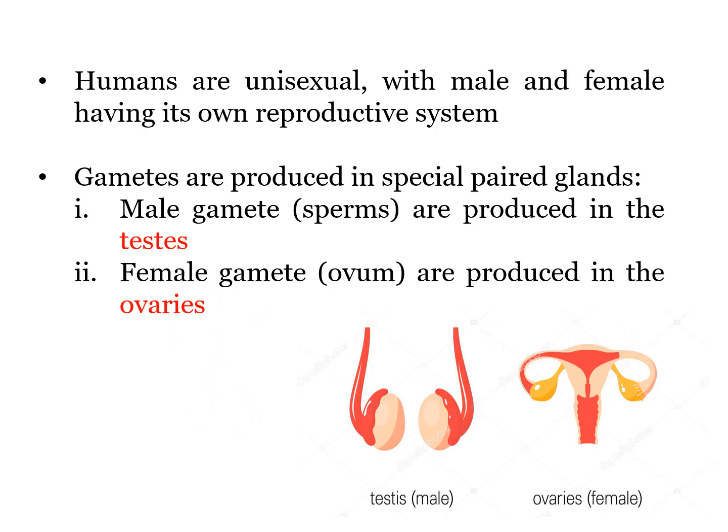In humans, male and female have their own reproductive system. Gametes or sex cells are produced in special paired glands. The male gamete, which is sperm, is produced in the testis, while the ovum, the female gamete, is produced in the ovary.